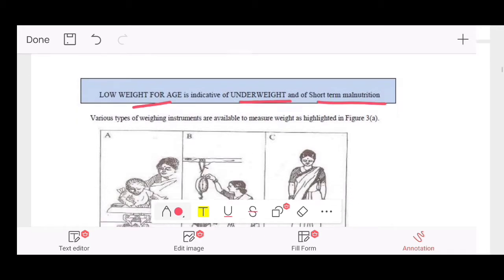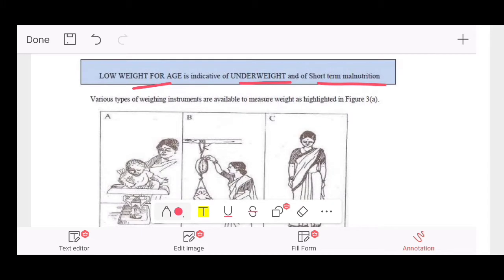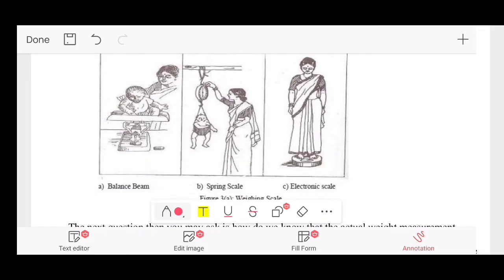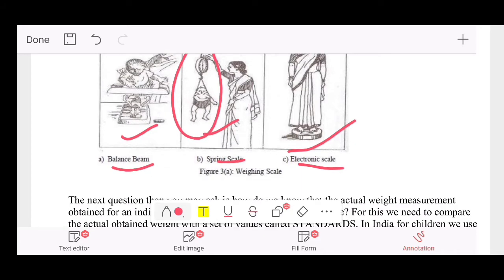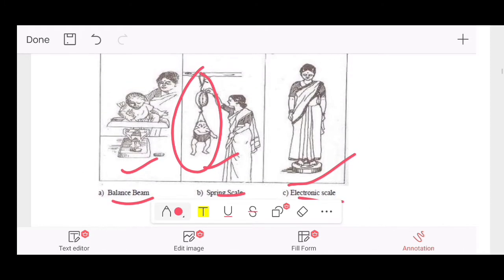Okay, various types of weighing instruments are available to measure weight. See here some pictures given, like these things, a weight machine. Means balance beam, spring scale or electronic scale. This looks so funny, yes. But for a small baby this can be done. And usually we can see this method, the electronic scale.